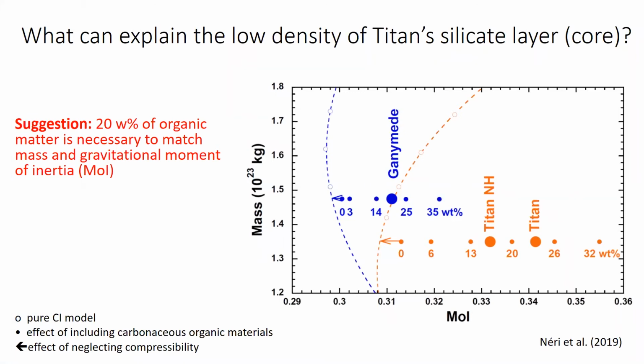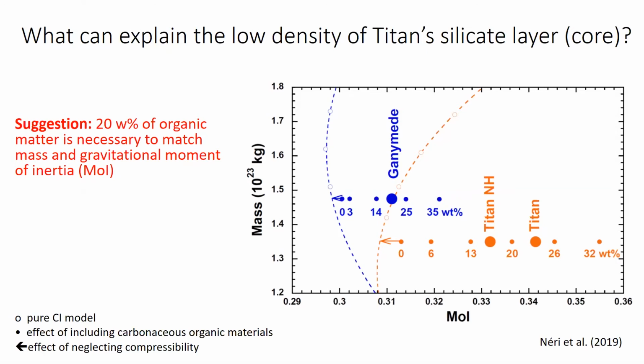So one of the things that we have the luxury of having in our solar system is spacecraft measurements of the gravitational moment of inertia. That is a measure of how concentrated the mass is toward the center. And so here you can see the moment of inertia as measured by the Cassini mission for Titan. That is the large solid circle there for Titan. And for Ganymede, the large solid circle in blue there. Their masses are known. The error bars on the mass and moment of inertia are about the size of the circle that's shown there.